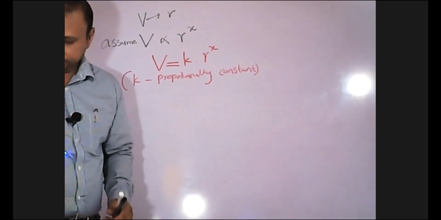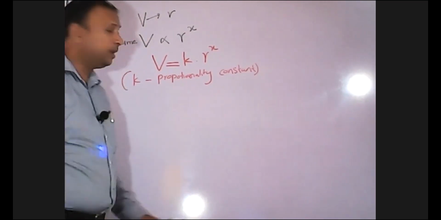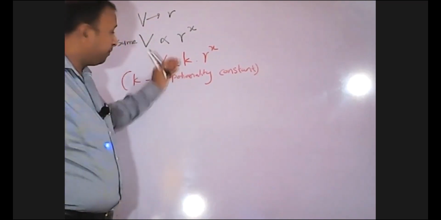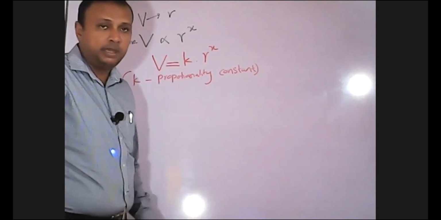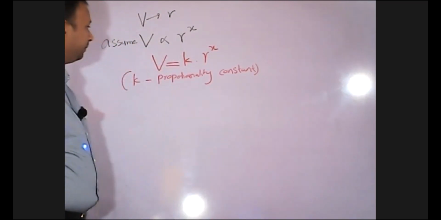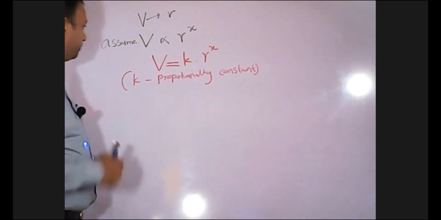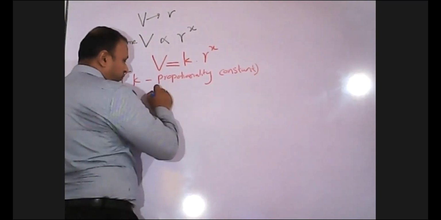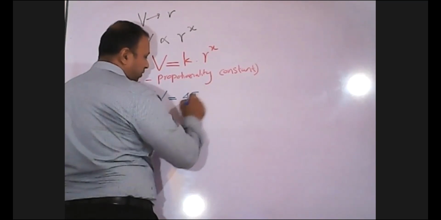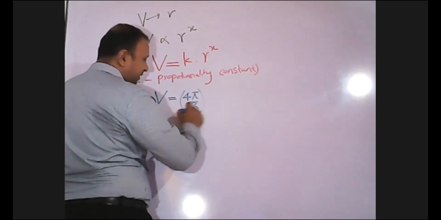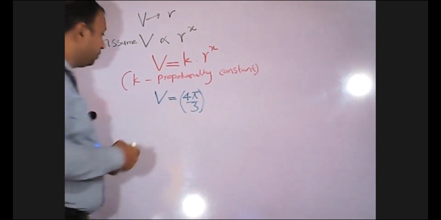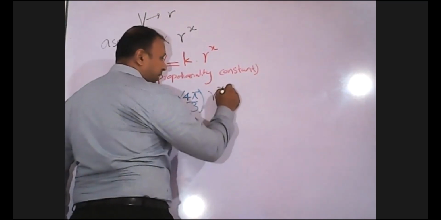After this step, you can apply the value of K because it is given, or you can apply the value of K at the end of the equation. Shall I apply the value of K right now? So we can write V is equal to 4/3 π, that is the value of K, into R to the power X.